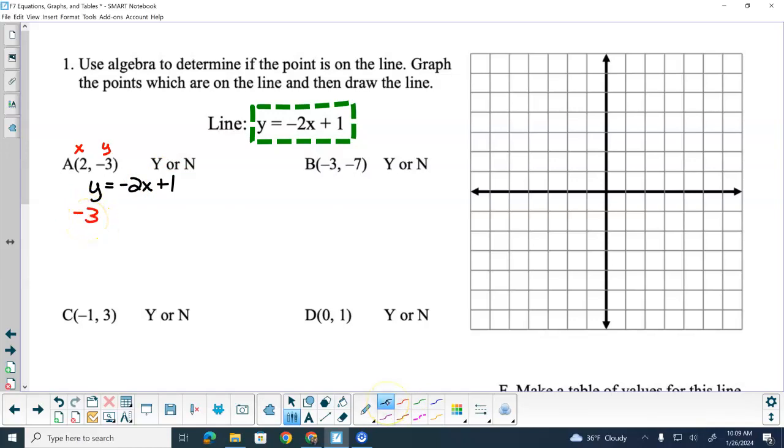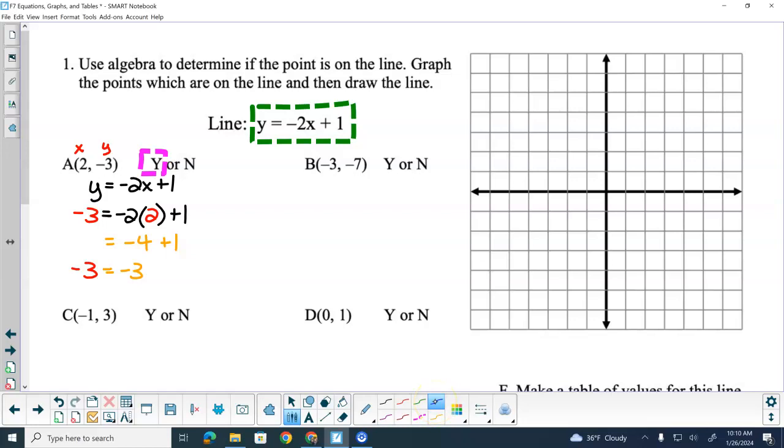Negative 3 is going to equal negative 2 times 2 plus 1. Working the right side. Negative 2 times positive 2 is negative 4. Negative 4 plus 1 is negative 3, and negative 3 is equal to negative 3. So is this point on the line? Yeah, this point is on the line, which means that we can then plot that point because it's going to be on the line that we are about to draw.